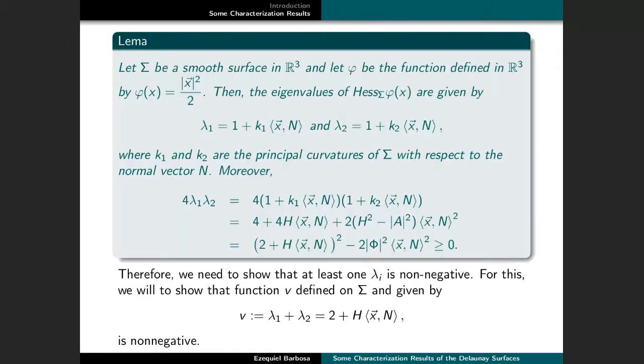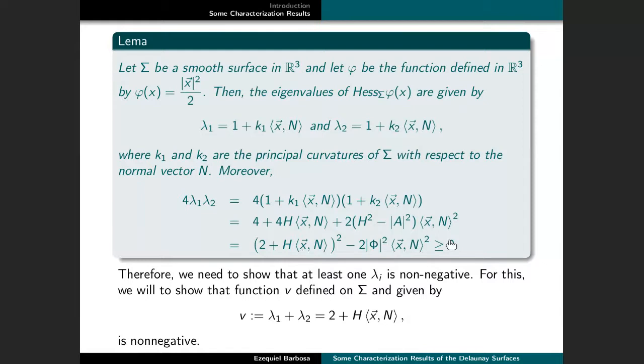To be a little bit more precise, if we consider this distance function on the surface, when we write the Hessian of this function here, we get that the eigenvalues of the Hessian function are given this way. Here, K1 and K2 are the principal curvatures of sigma. So now, if you take the product of these two eigenvalues, we get that this product is given by this expression here.